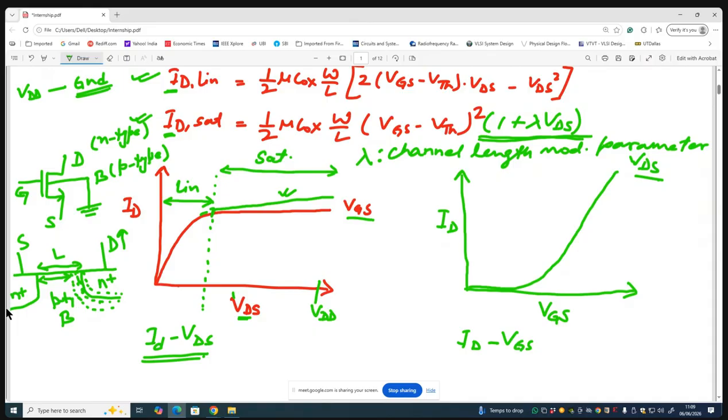Right? So this 1 plus lambda VDS is a correction factor which takes into account the effect of channel length modulation. And lambda is referred to as the channel length modulation parameter. Is that clear?